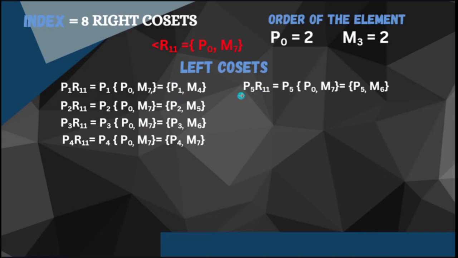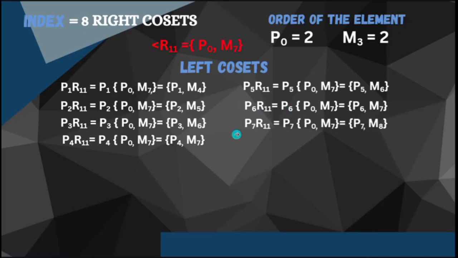For rho sub 5 multiplied by R sub 11, we have rho sub 5 and mu sub 6. For rho sub 6 multiplied by R sub 11, we have rho sub 6 and mu sub 7. For rho sub 7 multiplied by R sub 11, we have rho sub 7 and mu sub 8. For rho sub 0 multiplied by R sub 11, we have mu sub 1 and rho sub 0. The results contain all the elements of our group. Therefore, these are our left cosets.